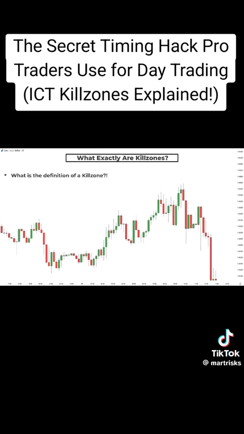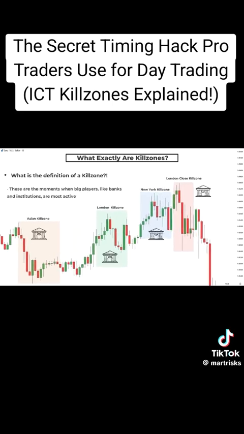What exactly are kill zones? Kill zones are the specific times during the trading day when the market experiences high liquidity and volatility, and also major price movements. These are the moments when big players like banks and institutions are most active, often manipulating price before making a strong move. By understanding kill zones, traders can avoid getting trapped and take advantage of high-probability trade setups.